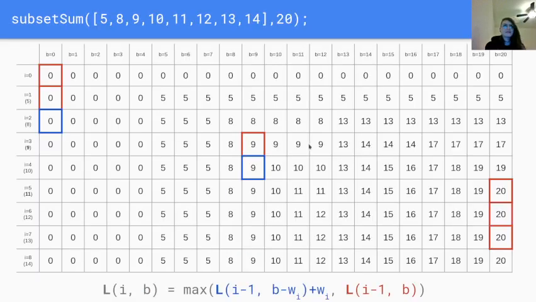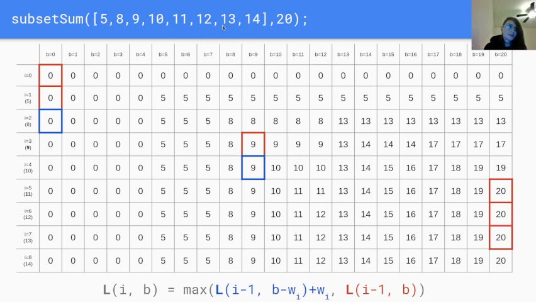This is an example of a table. This is the result of evaluating subset sum of 5, 8, 9, 10, 11, 12, 13, 14. These are 8 items that we're allowed to use in our packing. And our limit is going to be 20. We want to know how close can we get to 20 using some subset of these items on the left. This is our multi-set that we're allowed to use.